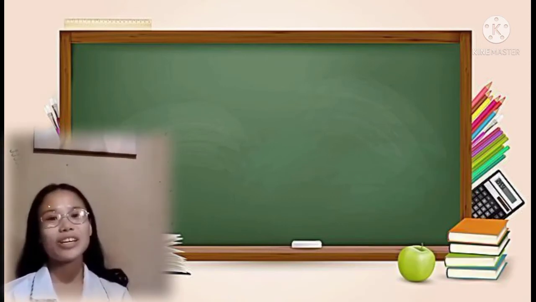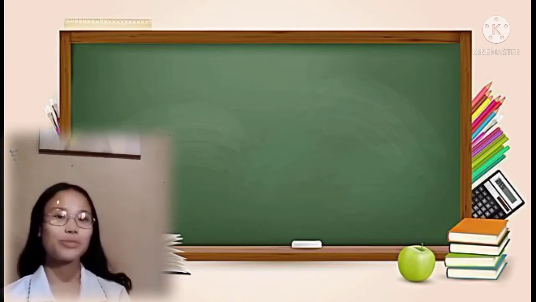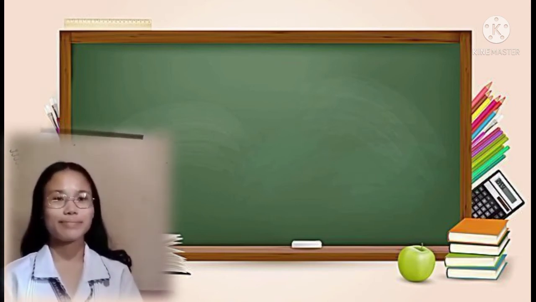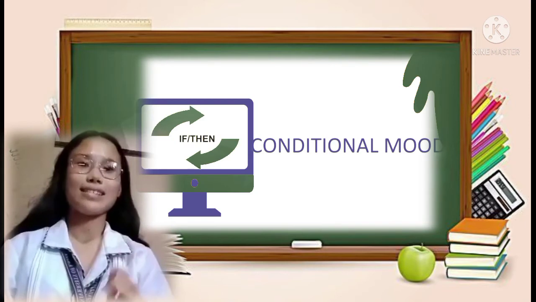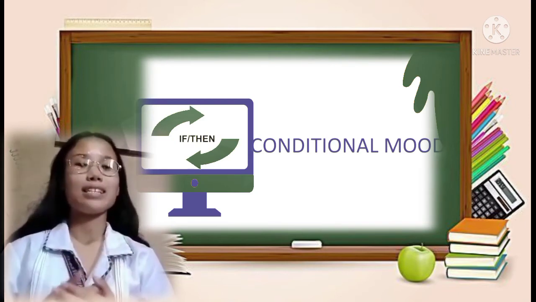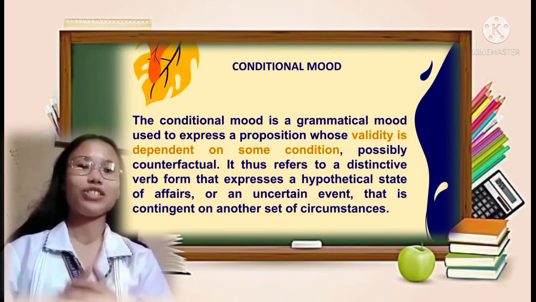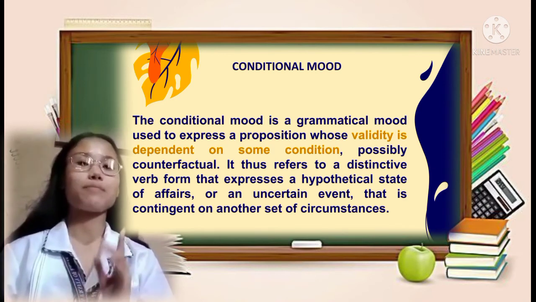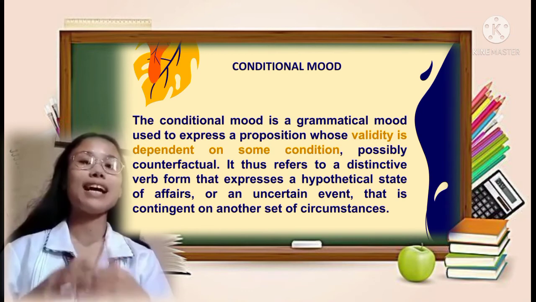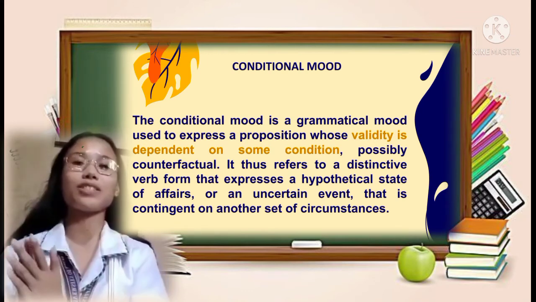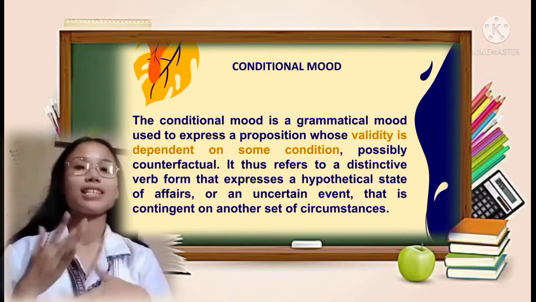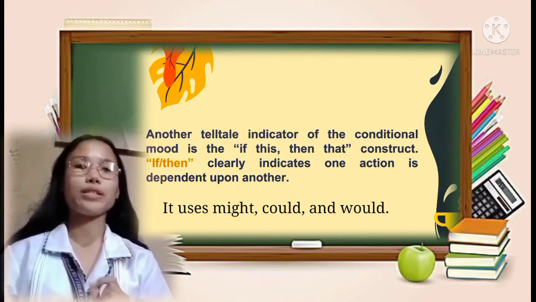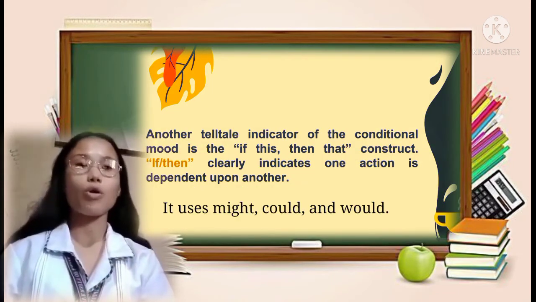Good day, class. So here are the remaining 2 kinds of mood of the verbs, the conditional and the subjunctive mood. First, what is a conditional mood? Basically, it expresses a condition. This mood is a grammatical mood used to express a proposition whose validity is dependent on some conditions, possibly counterfactual. The conditional mood often uses the words might, could, or would.